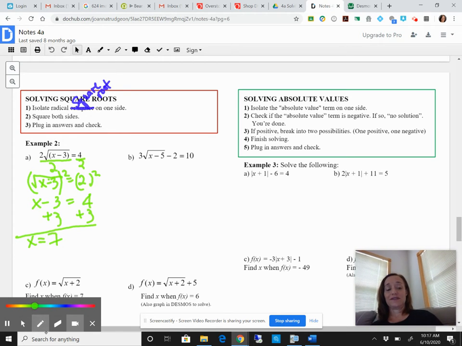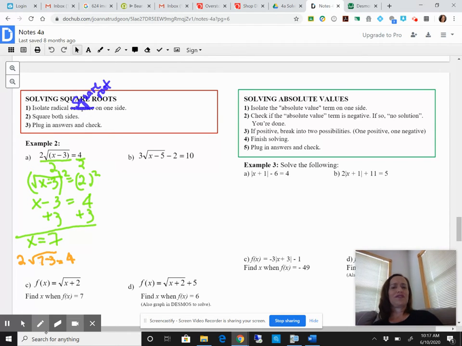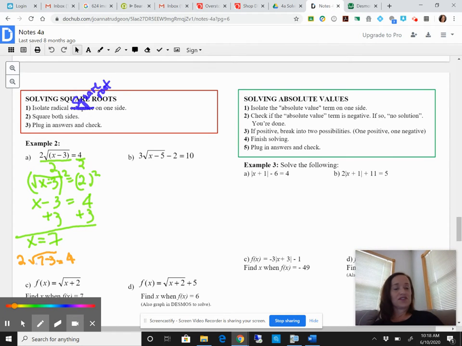Remember, if you want 100% on your next test, all you have to do is check your answer. So I'm going to stick 7 into that original equation, and I get 2 times the square root of 7 minus 3. 7 minus 3 is 4. The square root of 4 is 2. 2 times 2 is 4. You have to do the operations underneath the radical first and then take the square root of it before you start applying the 2 to the things that are underneath the square root. That doesn't work. All right, so now I think that you can go ahead and do B by yourself.